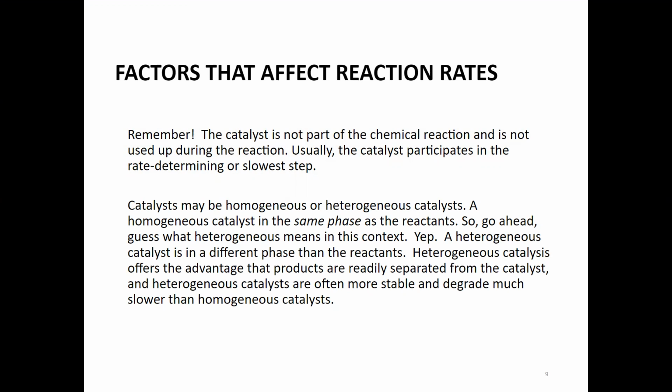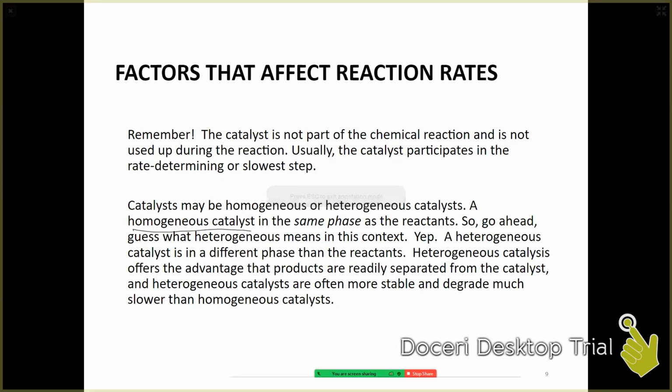All right, so there's two types of catalysts that we will be looking at. The first one is a homogeneous and the other one is a heterogeneous. So a homogeneous catalyst is in the same phase as the reactants. So a heterogeneous, and it's pretty common sense, would be in a different phase than the reactants. The benefit of using a heterogeneous catalyst, because it's in a different phase, it's easier to separate it from the products. And a heterogeneous catalyst is often more stable and degrades a lot slower than a homogeneous catalyst.